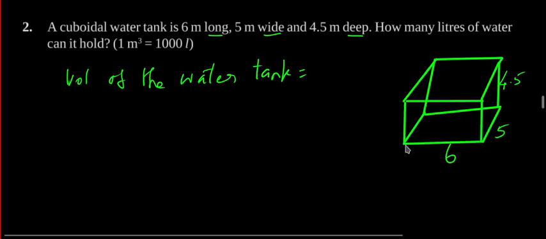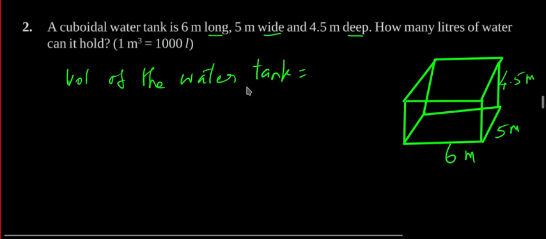So length will be 6 meter, breadth is 5 meter and the height will be 4.5 meter. So these are the dimensions for the water tank. Okay. What is the volume of the water tank? Each and every side is different, so definitely it is a cuboid.